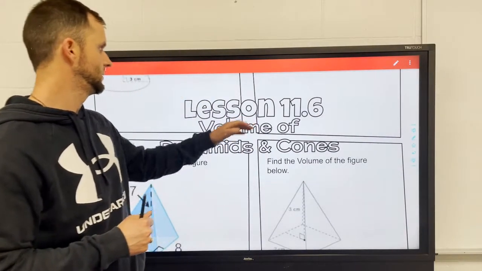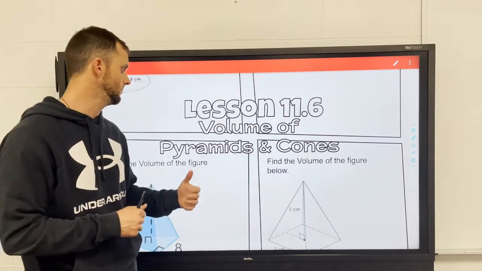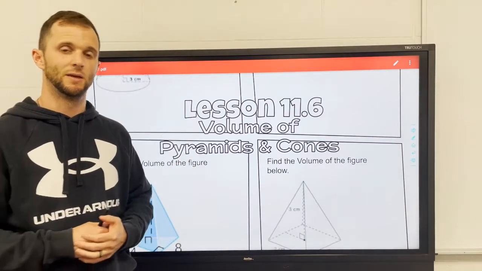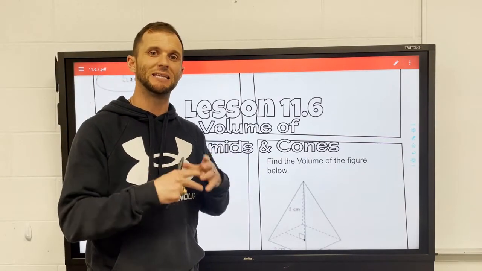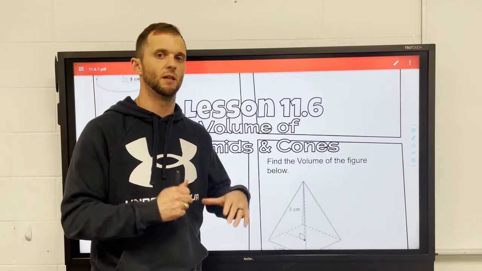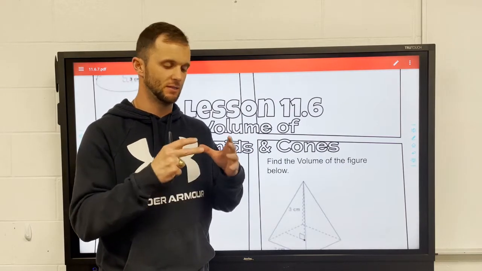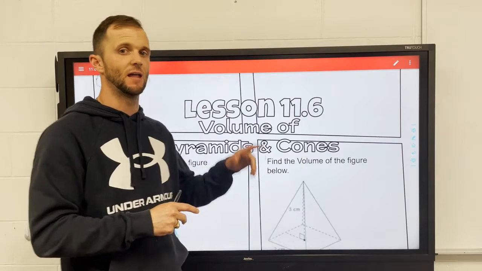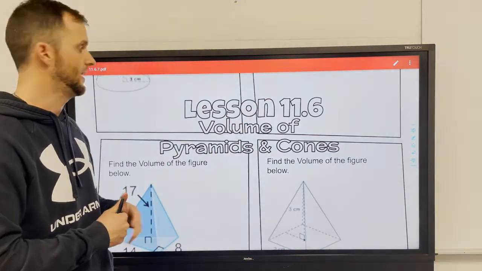On to 11.6, which is dealing with the volume of pyramids and cones. So again, volume is everything inside of the shape. So what could I fill up or put inside that shape, and what is the mass that could fit in there? That is volume. So let's go ahead and jump into that.